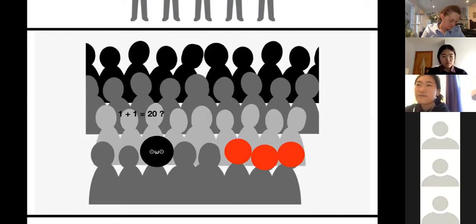But starting from 4 people and upwards, it doesn't really matter how many people are saying the wrong answer. Basically, the size of the group doesn't matter.